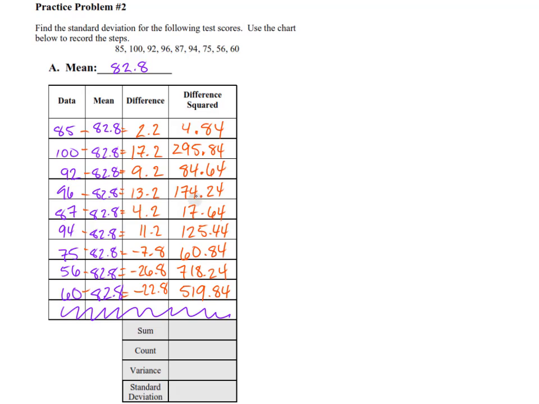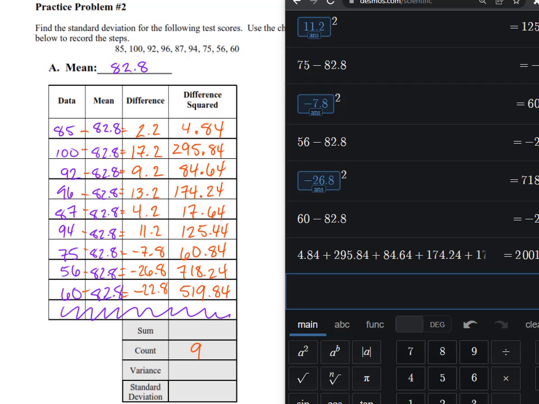All right, so we found all of our differences. We've squared all of our differences. Now remember, to find the variance, we need to find the average of these squared difference numbers. So the ones in this column over here, we're going to find their average by adding them all up. We're going to put our answer where it says sum and divide it by how many there are, which is the count. In this case, 9 of those values. So let's add them all up, divide by 9, and we'll have our variance.